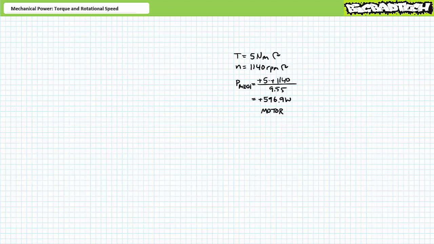Positive times positive equals positive. An application of the mechanical power formula demonstrates that this is a motor producing positive 596.9 watts of mechanical power.